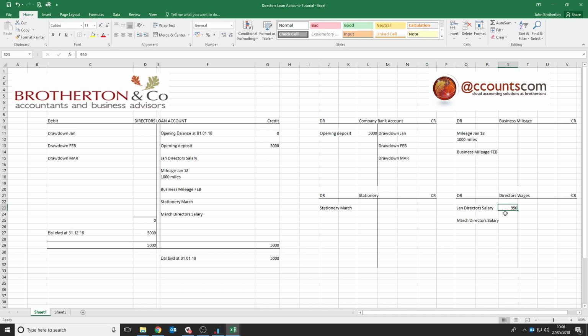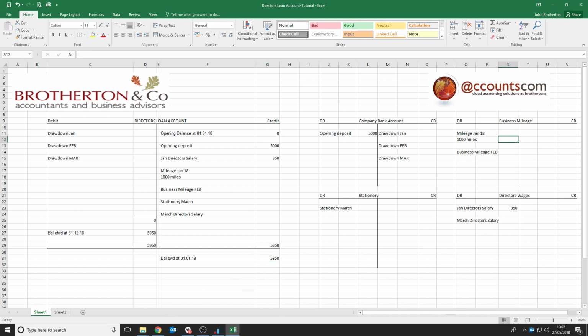In this instance, if there's £950 gone through the payroll but the director doesn't actually want to take it, he wants to leave it within the company as working capital, then we've got £950 that we need to credit to the loan account, because we've got £950 going through the P&L as director's salary, and now we've got £950 that the company director is owed. So our balance has now gone up to £5,950 owed. So the company now owes the director £5,950.